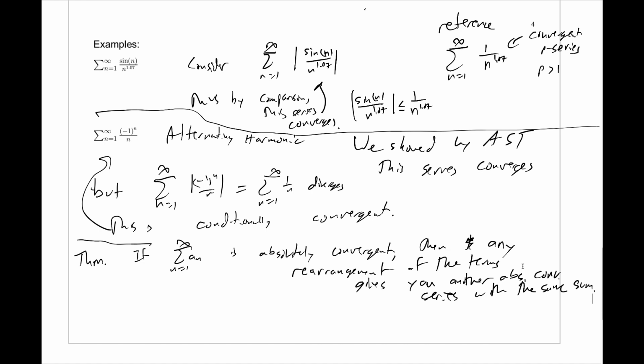So it doesn't matter how you rearrange the terms. You can rearrange them in any order. It's still going to be absolutely convergent. You still get the same sum. That's if a series is absolutely convergent. That would apply to this first series. However, this is not true for conditionally convergent series.